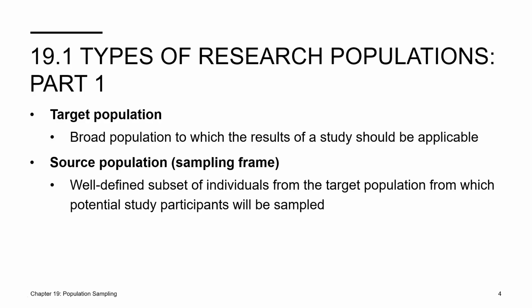So Section 19.1 goes over the types of research populations. Anytime you conduct a research study, you find some sort of sample from a larger population. Starting off with the broadest of populations, we have the target population. Our target population is the broad population to which the results of the study should be applicable. Within that population, we have a source population, and this is considered our sampling frame. This is a well-defined subset of individuals from a target population from which the potential study participants are sampled.